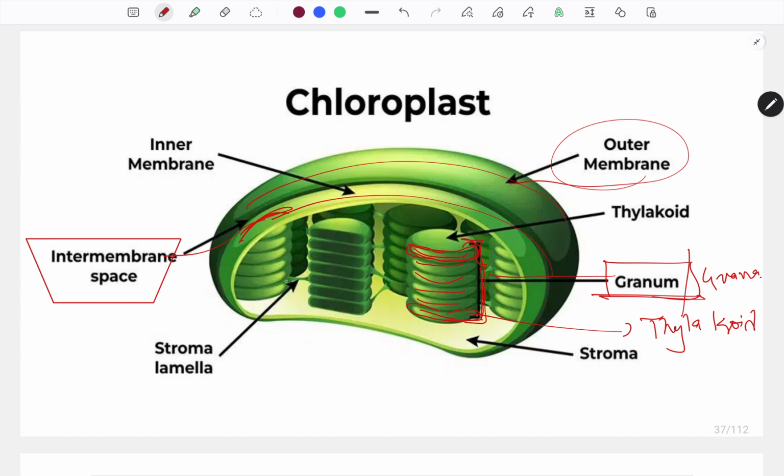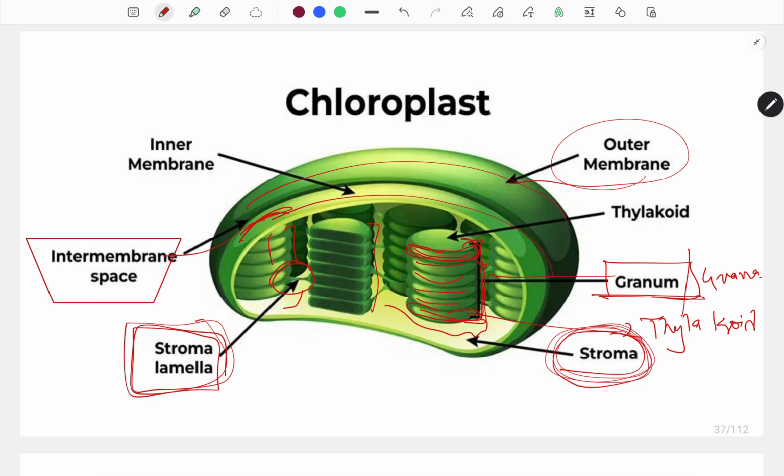There is a small connection between two grana. This connection is called the stroma lamellae. The gel-like substance where the grana or thylakoids are present is called the stroma. As we discussed before, the chloroplast also has 70S type ribosomes.